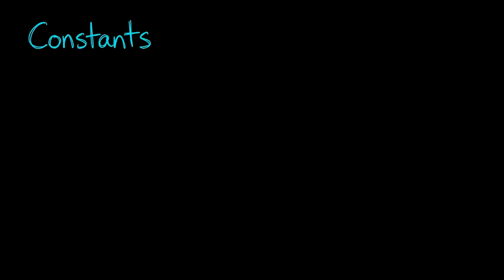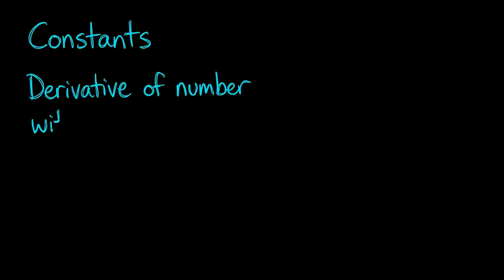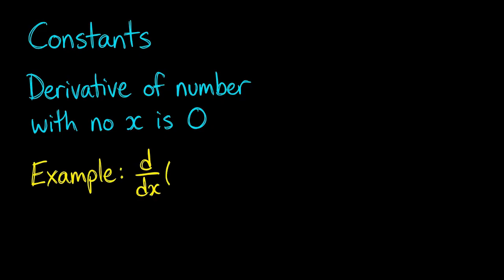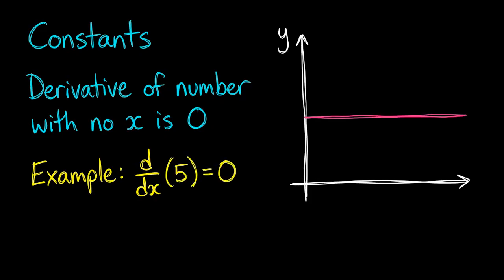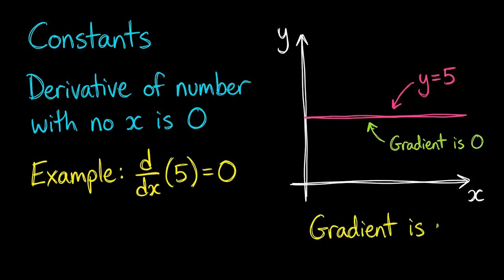Next, constants. The derivative of a number with no x in it is 0. For example, d by dx of 5 is 0. That's because a constant graphs as a horizontal line, and horizontal lines have gradient 0.